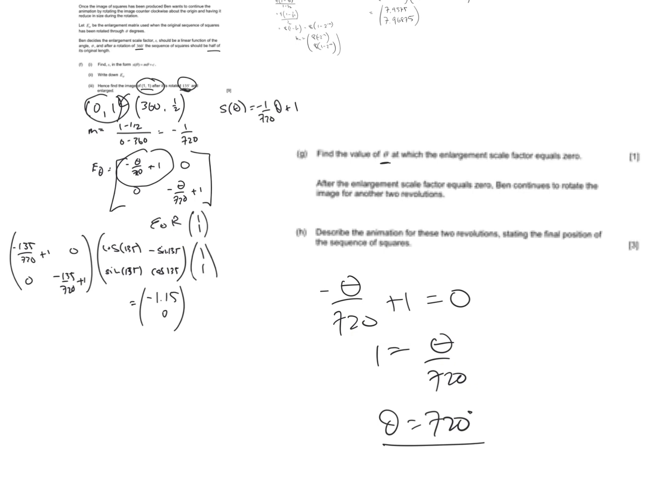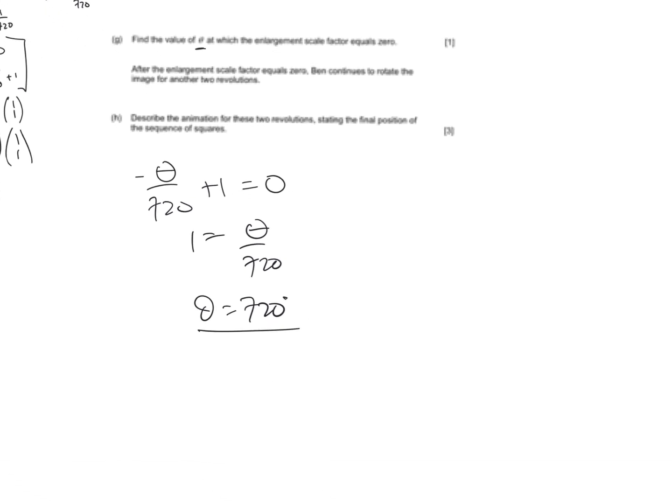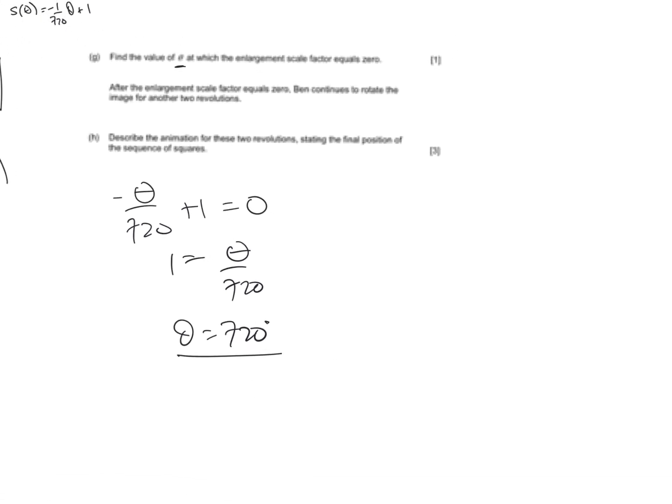If we keep on reading the question now, after the enlargement scale factor equals 0, so it's gone through, theta's gone through 2 revolutions of the circle. Ben continues to rotate the image for another 2 revolutions. Describe the animation for these 2 revolutions, stating the final position of the sequence of squares. Well, basically it's theta starts at 720 and then it's going to go 2 more revolutions, so it's going to go plus 720 more.